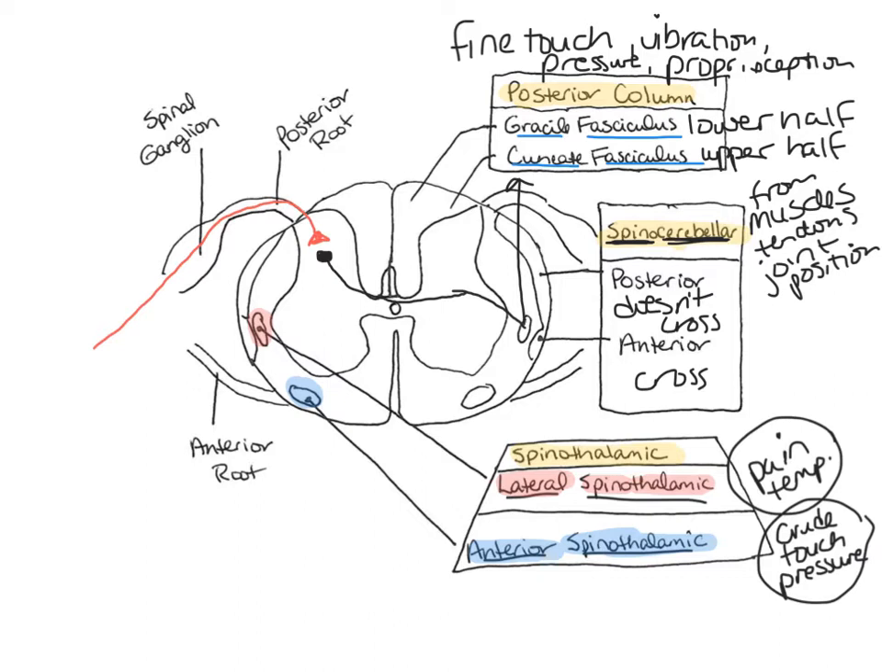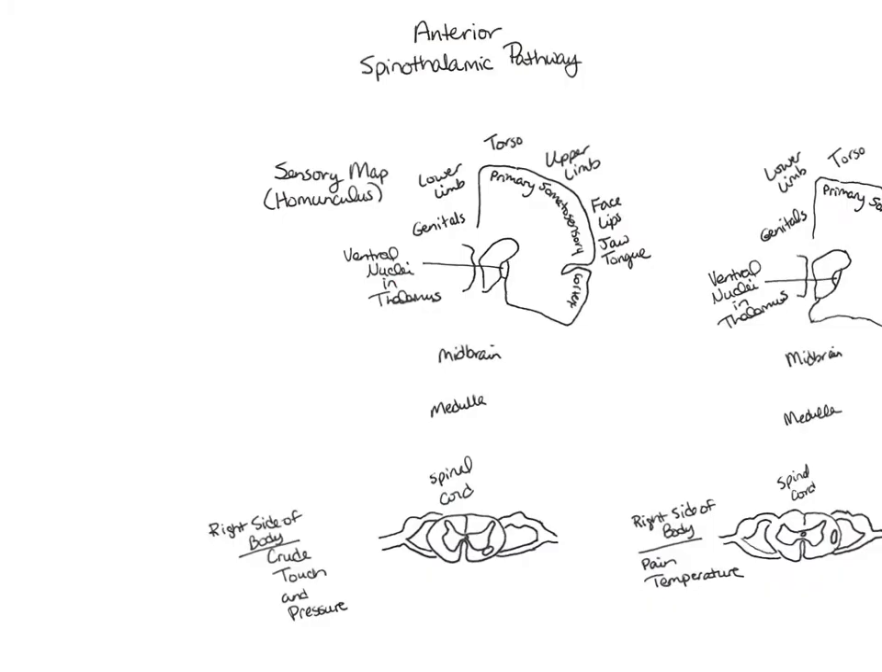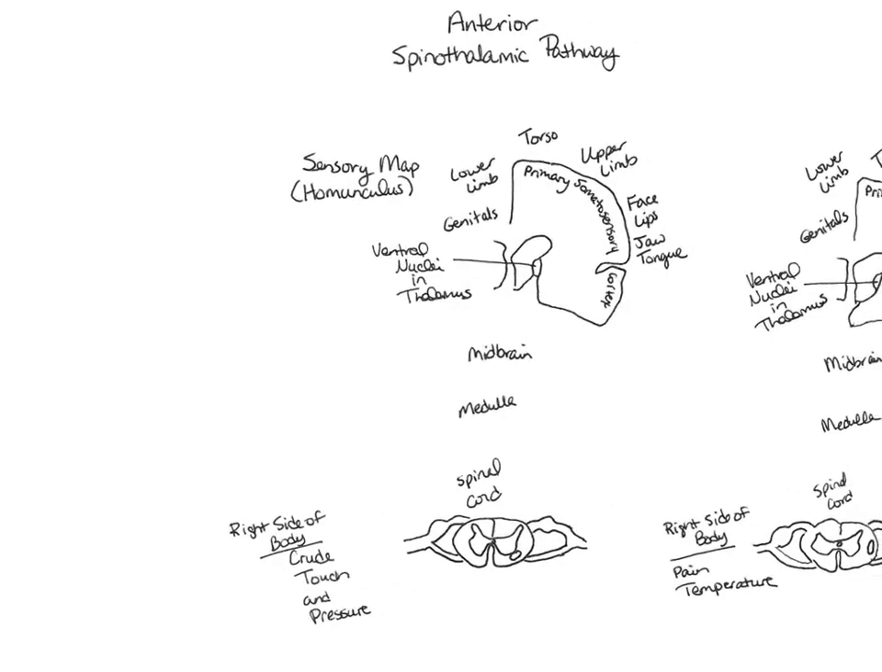Now let's take an actual look at them and see how they're making their way up to the thalamus. I want you to be able to identify what tract it is by looking at the picture. That's what you have to do for the lab exam. So we're going to first start out by talking about the anterior spinothalamic pathway.